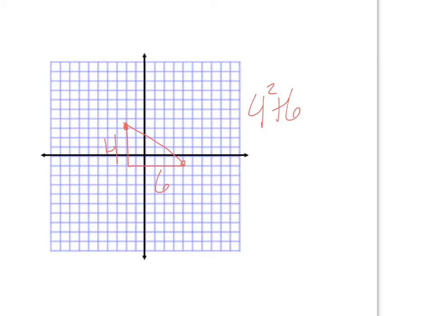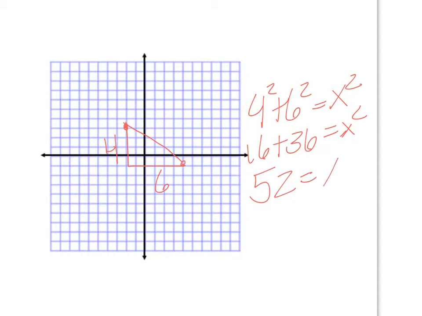So 4 squared plus 6 squared needs to give me x squared. 16 plus 36 needs to give me x squared. 52 needs to give me x squared. Square root each side. And 7.2 is going to be our distance for this one.